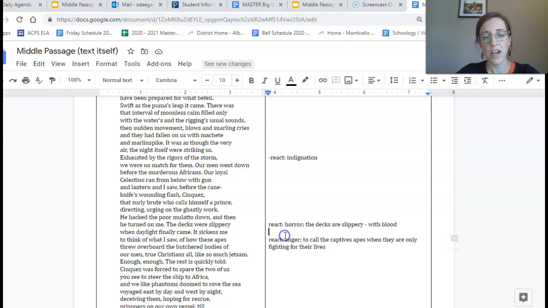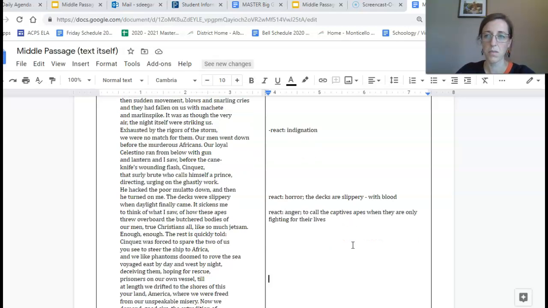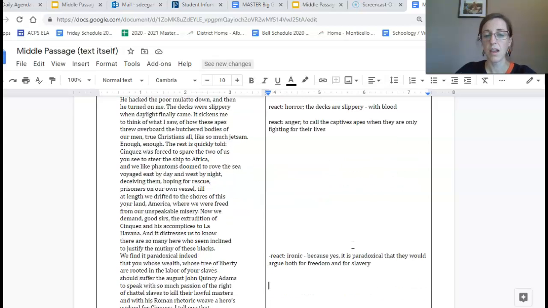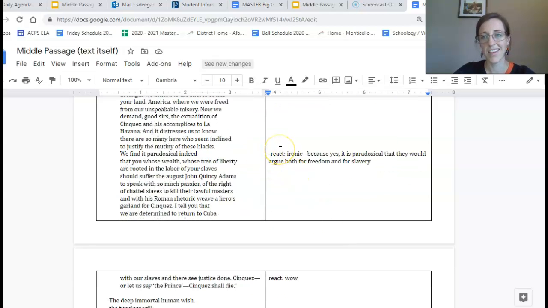And then here, reaction of horror when I see the decks are slippery, because they're slippery with blood. It sickens him, really, to think of what he saw, how these apes threw over the butchered bodies of these Christians. And again, I have anger to call the captives apes when they're just fighting for their lives. I don't discount the horror of having seen all of this. It must have been awful. But to suggest that you're a victim only when you're complicit in such a violent trade yourself strikes me as deeply paradoxical. To use the language down here, where I reacted that, yeah, that is ironic.